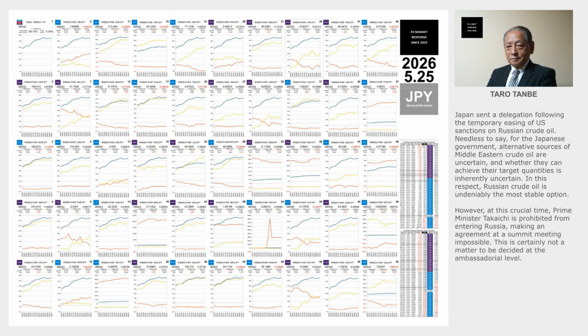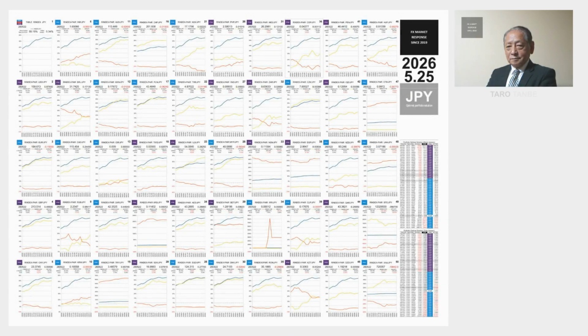Needless to say, for the Japanese government, alternative sources of Middle Eastern crude oil are uncertain, and whether they can achieve their target quantities is inherently uncertain. In this respect, Russian crude oil is undeniably the most stable option. However, at this crucial time, Prime Minister Takaichi is prohibited from entering Russia, making an agreement at a summit meeting impossible. This is certainly not a matter to be decided at the ambassadorial level.